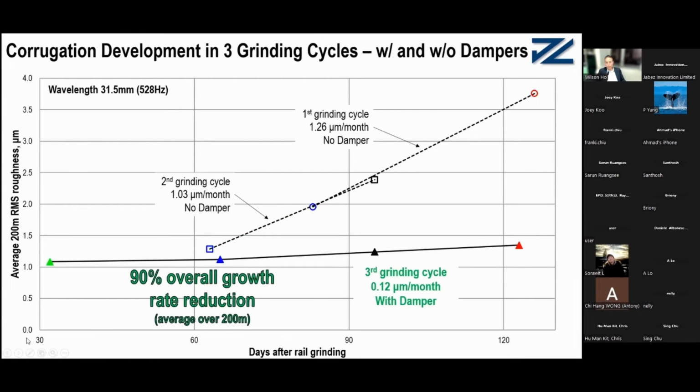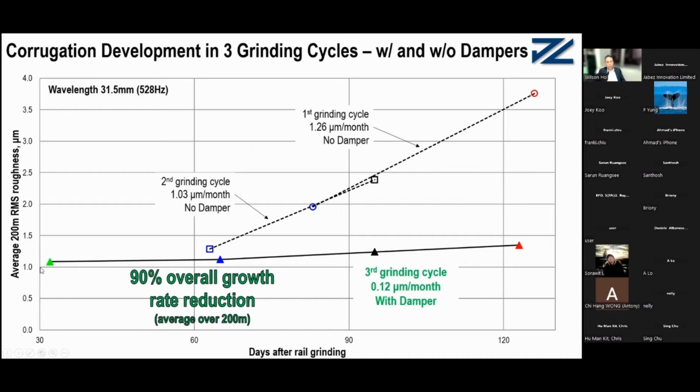If we plot the data according to time, so this is 30 days, 60 days, 90 days, 3 months, 120 days, 4 months, then we can see the growth rate of this 31.5 millimeter corrugation. In the first grinding cycle, we measure the corrugation there and there. The growth rate is around 1.26 micron per month without damper. In the second cycle, the corrugation growth is around 1 micron per month.